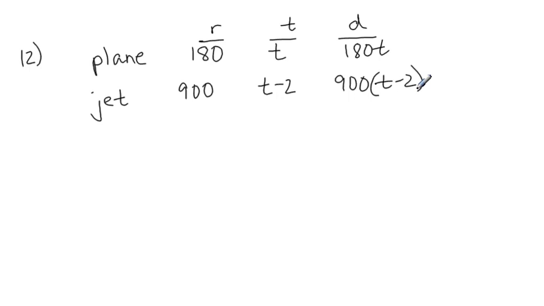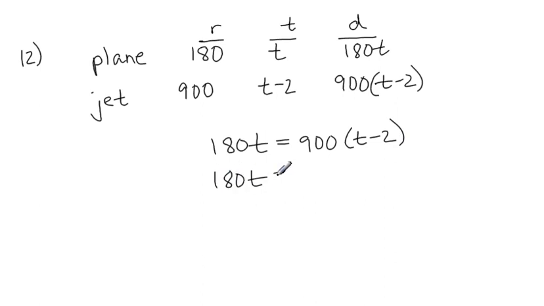We're looking for when the plane and the jet are an equal distance from that airport. So I'm going to set those two distances equal to each other. 180t equals 900 times t minus 2. So that would be 180t equals 900t minus 1800.